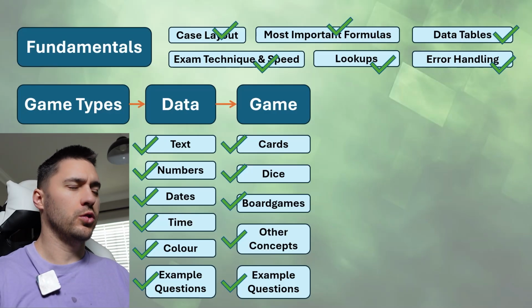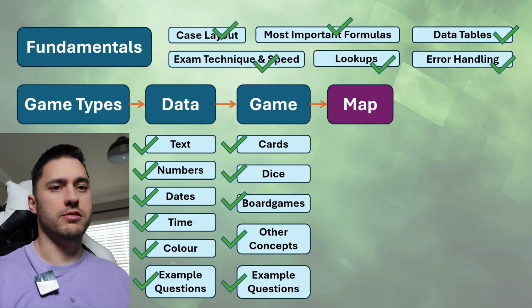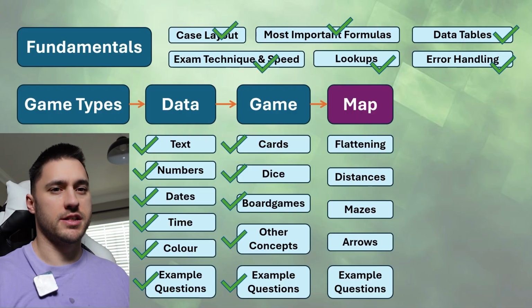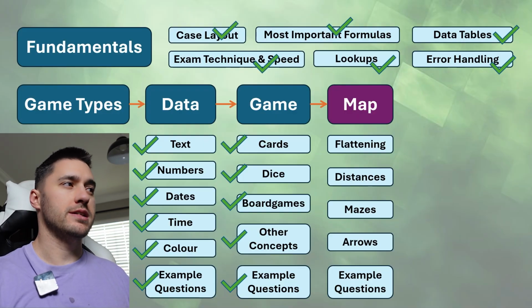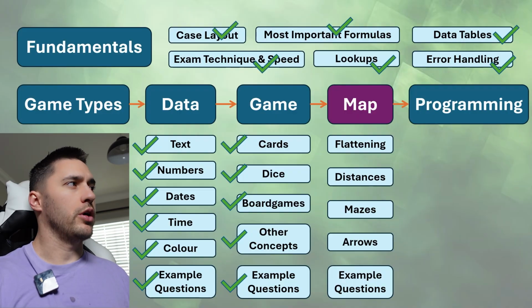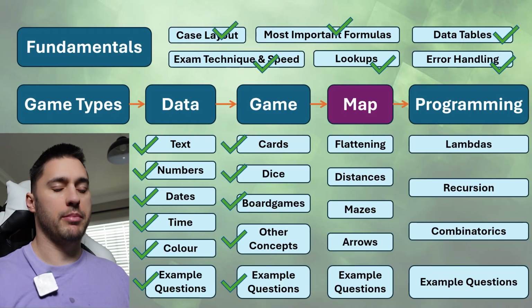Okay, welcome back to this full Excel eSports course. We're past the halfway point now, and we're going into the maps section. So this is going to be an intro video, and then we're going to talk about these topics: flattening a map, how to do all kinds of distance calculations, how to solve mazes, how to solve arrow type maps, and then some example solves. After that, we'll go into a programming chapter before wrapping the course up.